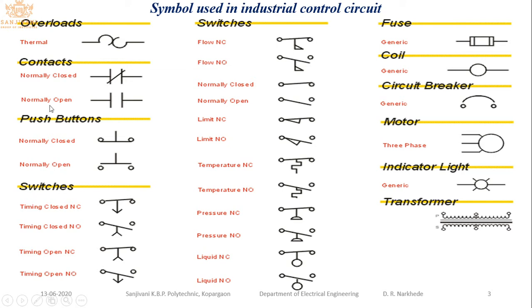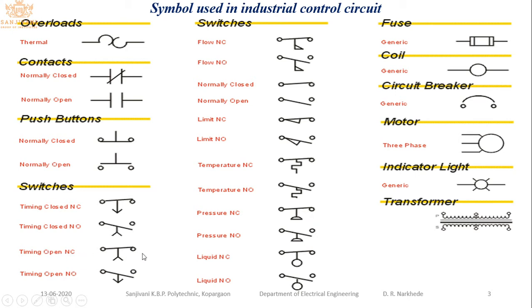For normally open, we use this symbol. For the push button, normally closed type, we use this symbol. For normally open type, this symbol is widely used. Timing closed NC: if you want to operate a device after a certain delay, you need to use a timer, and the timer NC contact can be represented with this one. Timer closed NO: this is the symbol for the NO type timer contact.